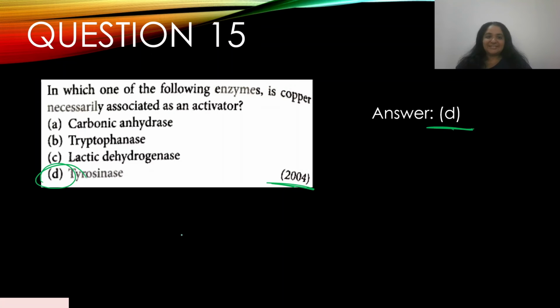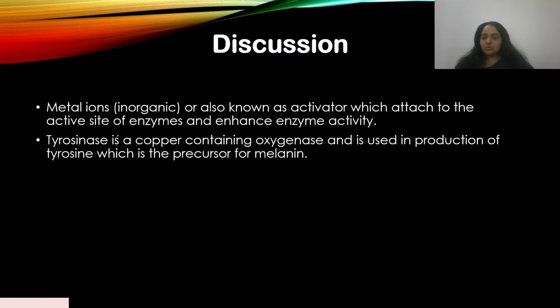The answer is D. So we know what an activator is: the metal ions, which are inorganic, also known as activators, which attach to the active site of enzymes and enhance enzymatic activity. So tyrosinase is one such enzyme, which is a copper containing oxygenase, and is used in production of tyrosine, which is the precursor for melanin. Tyrosinase helps in the production of tyrosine, which is obviously the precursor for melanin, which eventually forms melanin. And tyrosinase, please remember this as a fact, is a copper containing enzyme. All right.